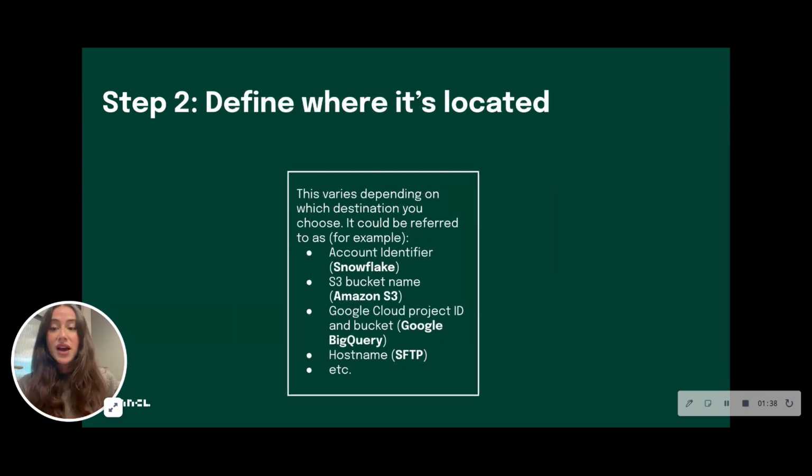Step number two is to define where that's located. If you choose to go with a specific data warehouse or a specific file storage, where it's located varies depending on which destination you choose. It could be referred to as, for example, account identifier if you choose Snowflake, S3 bucket name if you choose Amazon S3, Google Cloud Project ID and bucket if you go with Google BigQuery, host name if you go with SFTP, and so on and so forth. We would definitely recommend that once you know which destination you want, you find out where that destination is located.